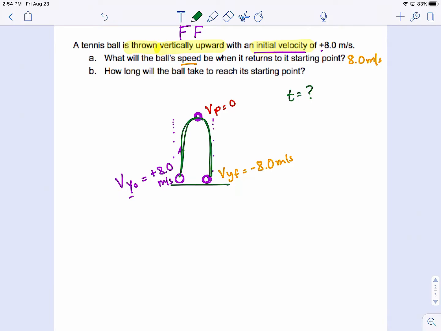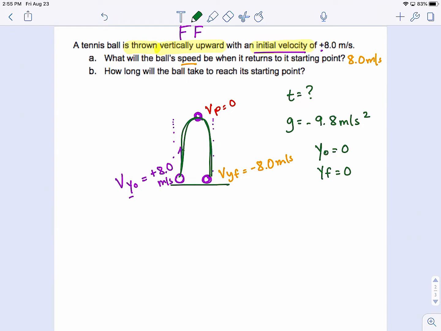And we know one more thing that's not specifically told to us, but it's true for this type of problem. And that's the acceleration due to that gravitational force near the surface of the Earth. And that's negative 9.8 meters per second squared. That right there is enough information to solve for time. We also know that the initial position, we can just say it's 0, and the final position is 0 because it's going to start and stop at the same location.